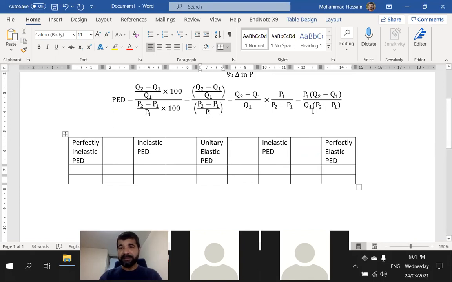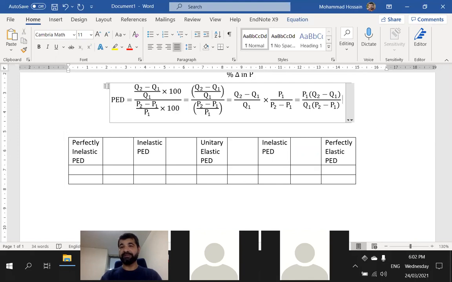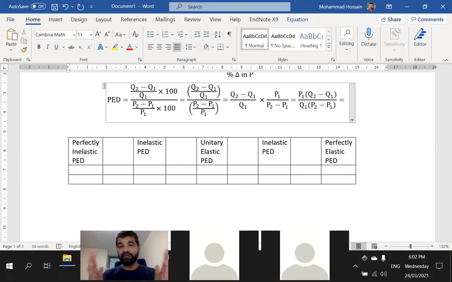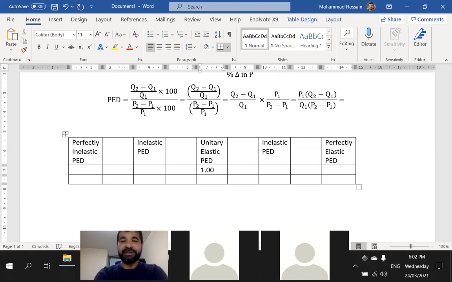Now I'm going to make a number in it. Why am I doing these things? Because this formula will give you a numerical value. What value it will give, we don't know. But if the number comes as 1, we'll call it unitary elastic price elasticity of demand. If it comes as infinity, we call it perfectly elastic price elasticity of demand. If it is greater than 1, we'll call it elastic price elasticity of demand. In some books they say relative, some books say elastic, it doesn't matter.